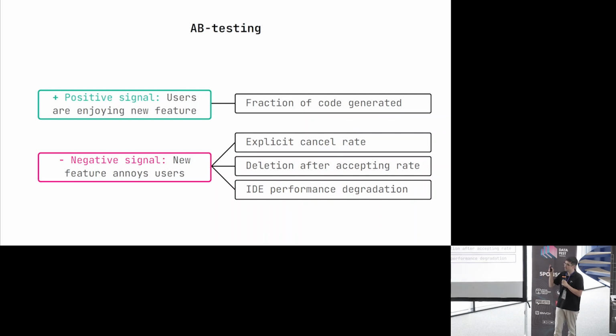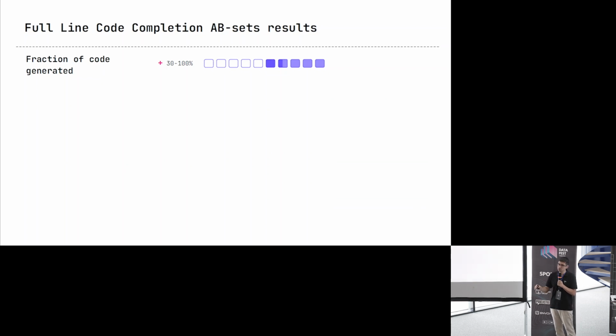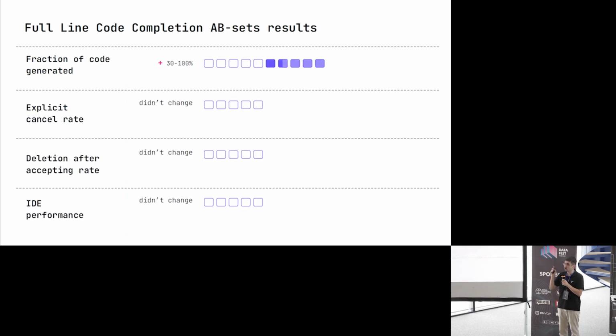So, given that the high-level metrics are disclosed, let us see what we achieved in our final A/B experiment. We observed that the fraction of code generated increased by 30 to 100% depending on the programming language, which means that for some programming languages, with full-line code completion we were able to double the fraction of code generated by the IDE. And the negative metrics did not change, which means that the new feature does not annoy users.